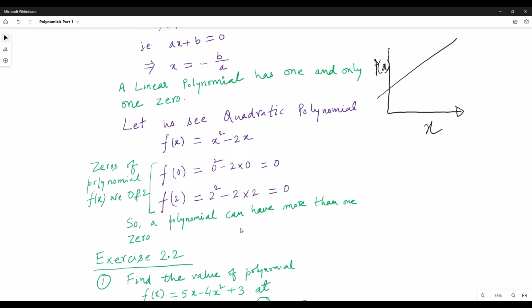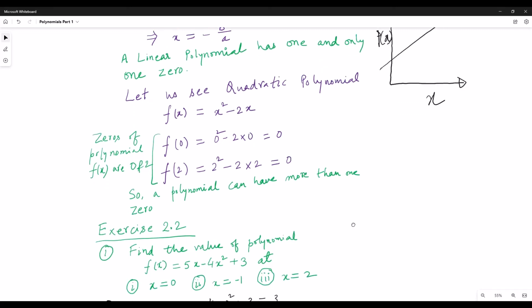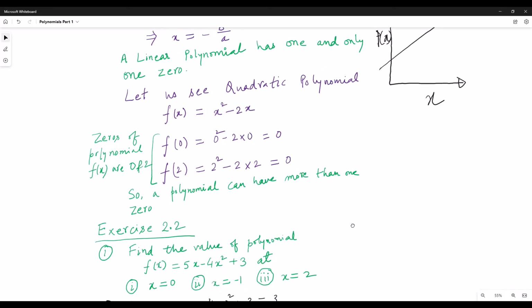Some polynomials cannot have any zero, like it never cuts the x-axis. Its value is never zero. So there we can have a polynomial for which, for any value of x, its value is not zero. That is also possible, and likewise there can be multiple values of x for which the polynomial is zero. So this is also true. A polynomial can have more than one zero. When I said this, I am also telling that a polynomial can have none of the values of x for which it is zero. This is also possible.